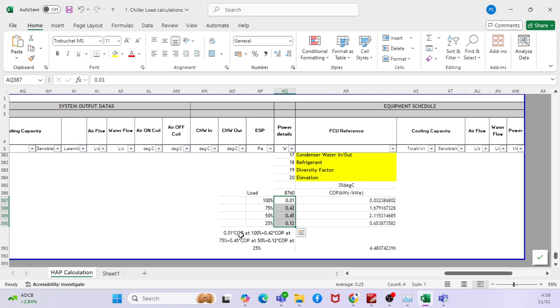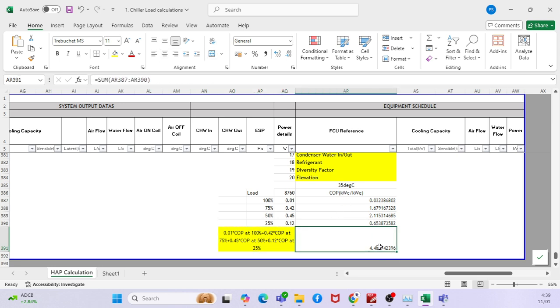Now, when you say 0.01 multiplied by COP at 100 percentage, you can see here this one, plus 0.42 at the COP at 75 percentage. This is the way you calculate your IPLV value.